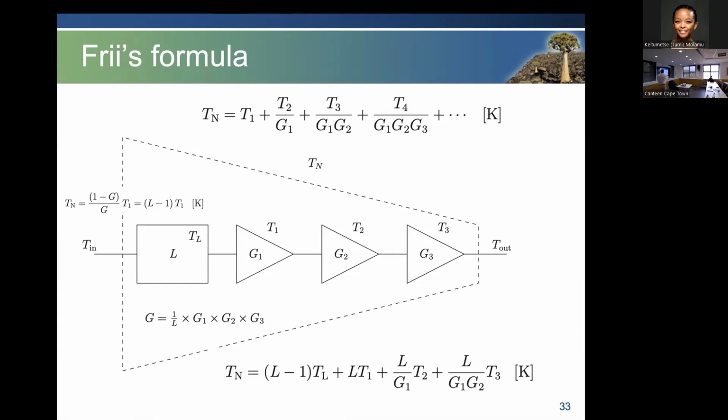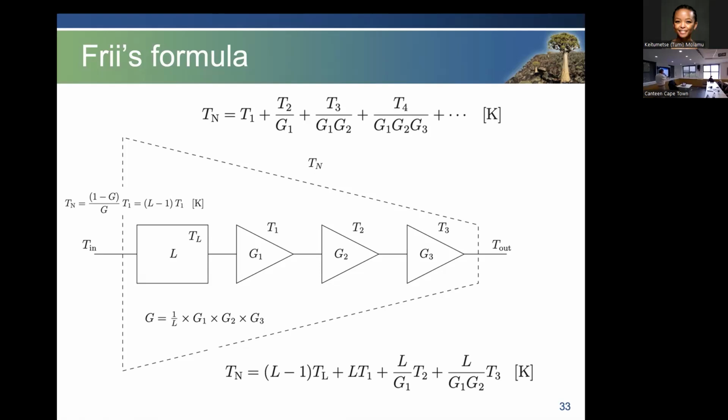And if you string things together like that, then you can say, well, if I treat that whole thing as one block, what is its noise temperature? The equation for that is Friis's formula at the top there. What you see is that you just take each of the elements as you go from the front to the back, and you add those terms together. You take the noise temperature of the first one, and you take the noise temperature of the second one and divide it by the gain of the first one.